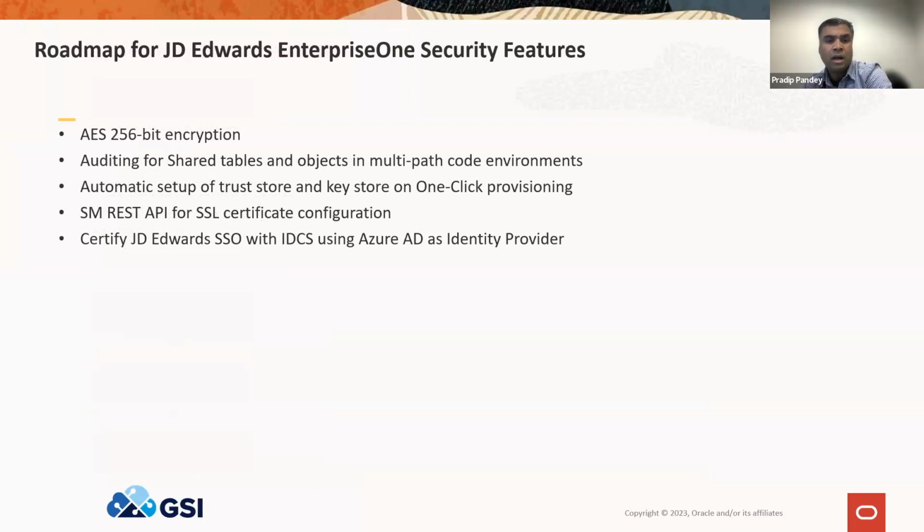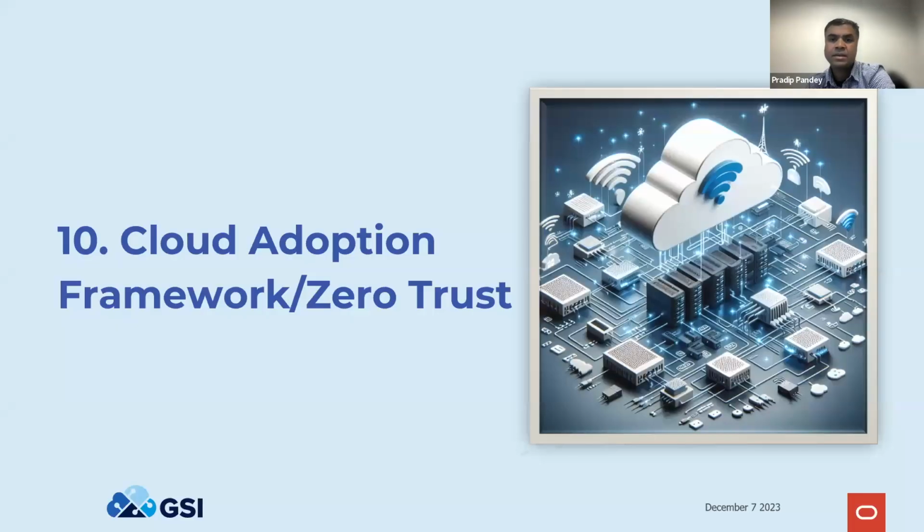We are also working on automatic setup of trust store and key store for one-click provisioning, which we're going to leverage the server manager REST APIs for SSL/TLS certificate configuration to have a secure by default one-click provisioning. And finally, we are looking into certifying JD Edwards single sign-on with IDCS using the Microsoft Azure Cloud Active Directory as an identity provider. Next.